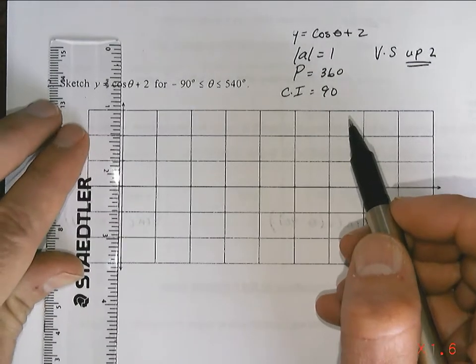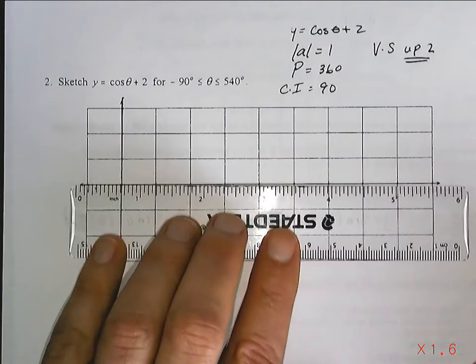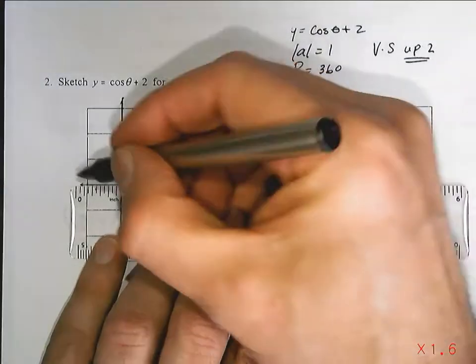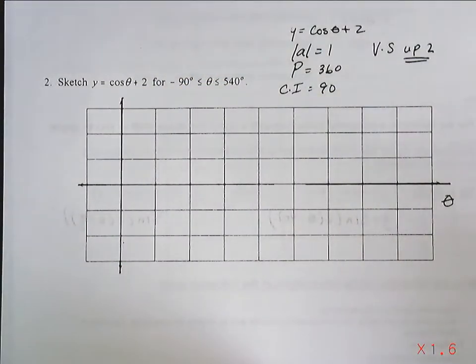So I'm going to put my vertical axis here, which is y. I'm going to put my horizontal axis here, which is thetas. Why? Because I'm using thetas. If it was x's, I'd put x there.